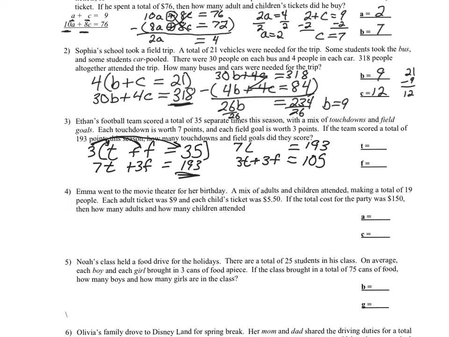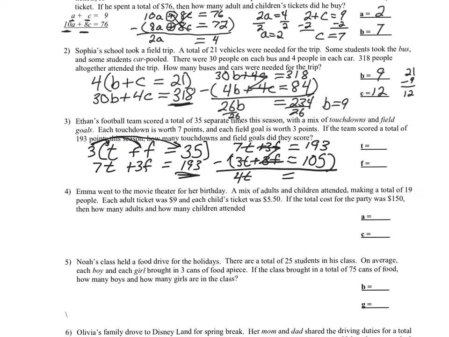And so I have 7t plus 3f. Again, I want to zero out one of the two variables. So I'm going to zero out the second one by subtracting. 7 minus 3 is 4t. 3 minus 3 is 0. That's gone.